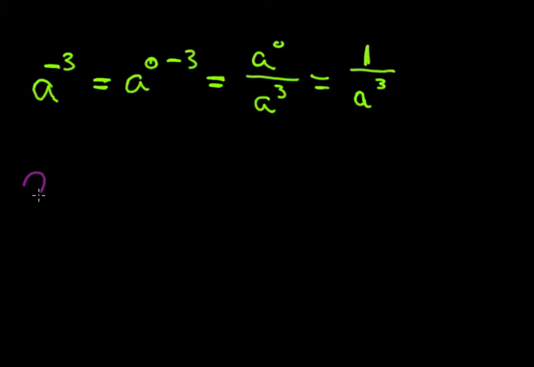So when you see 3x to the negative 2, this power is only attached to the x. So the 3 stays where it is, and the negative sign tells the power to go downstairs.